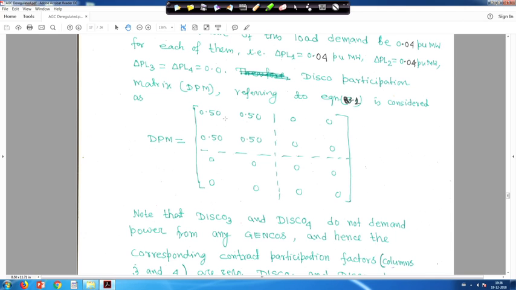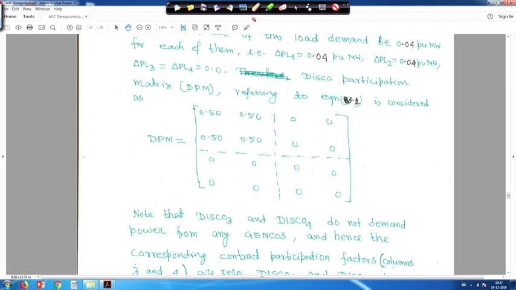DPM is equal to 0.5, 0.5, 0.5, 0.5, and the rest of all the CPFs are 0. So, in that case, this is my DISCO participation matrix. Then what will be the contracted power demand?